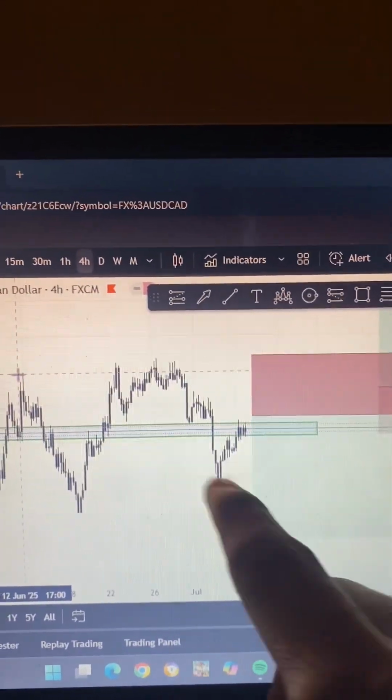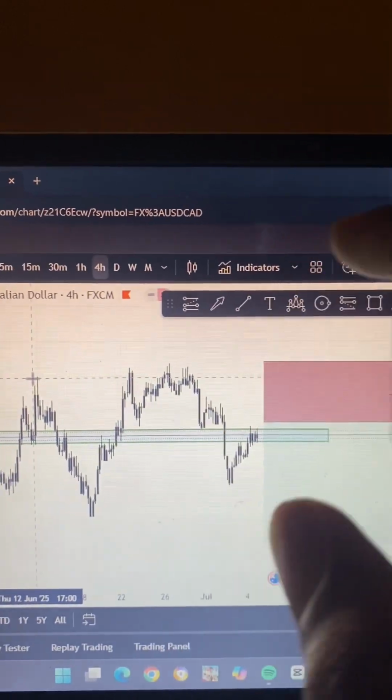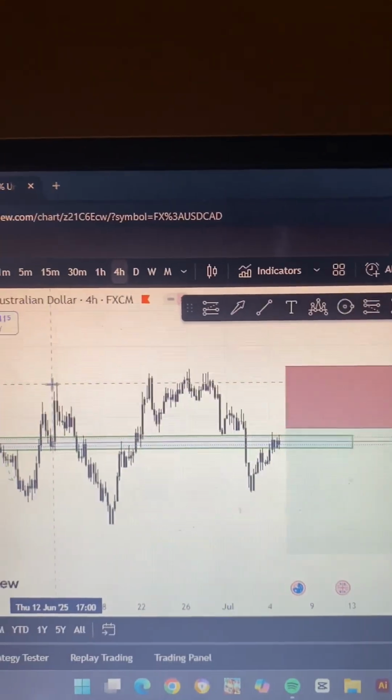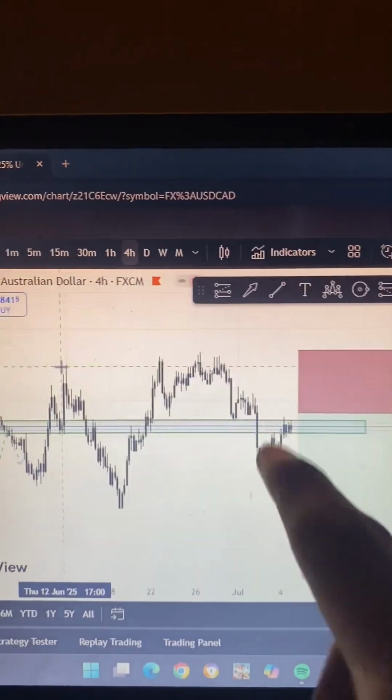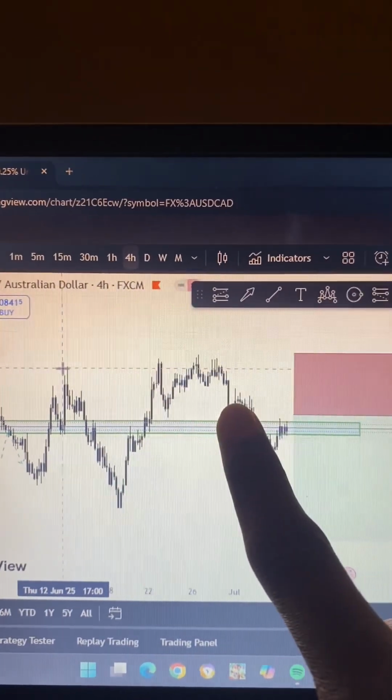Now we're looking for maybe a confirmation entry around here for a sell. It's very important to wait for a confirmation entry for the sell or for the signal. If not, we have missed the trade. I've gotten it here and gotten it here.